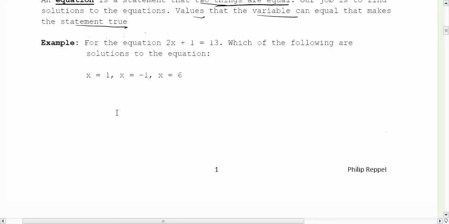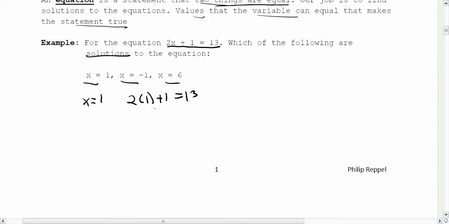So let's look at this example here. I encourage you to stop the video, work problems, and then compare what you do to what I'm going to do here. So what I'm suggesting is stop the video, try working the problem. All right. Now, here's an equation, and I'm trying to determine which of these values will make this a true statement. Which of these values are solutions? So what I'm going to do is take each one. So let's take x equal to 1 first. I'm going to replace the x with a 1.